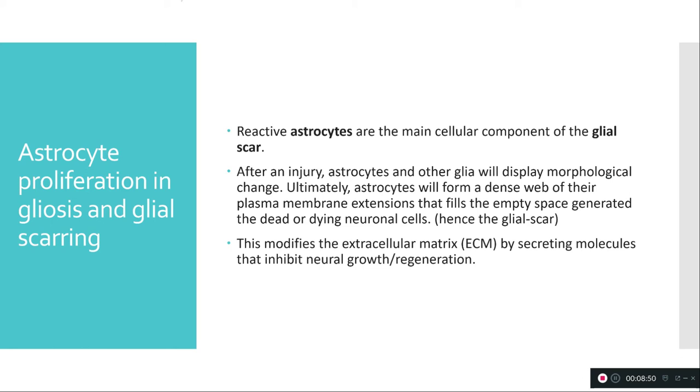And so because they essentially dissolve away in a sense, that space is going to have to be taken up. And so what happens is that these astrocytes are going to change their morphology, they're going to proliferate, and they're going to take up that space, creating a scar. You can think of just how your skin scars, but instead of your skin, you're talking about the brain, and the scar tissue is made up mostly of astrocytes here. Okay, they're the main cellular component of the glial scar.